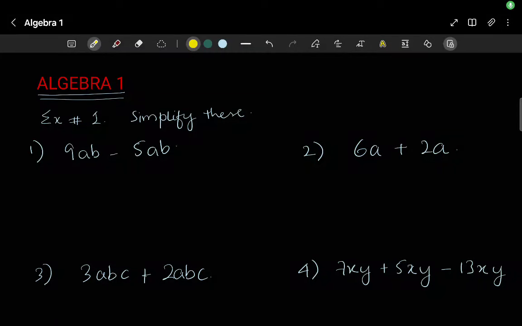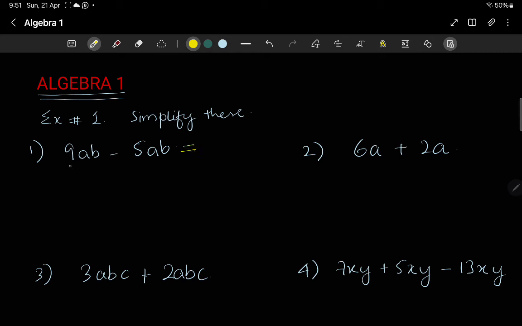So we are starting algebra 1. In algebra 1, very first, we will learn how to simplify algebraic expressions. The difference between an algebraic expression and an algebraic equation is the equal to sign.